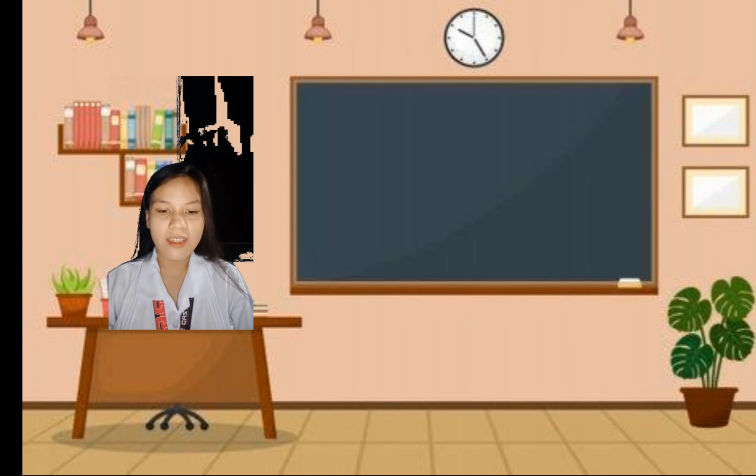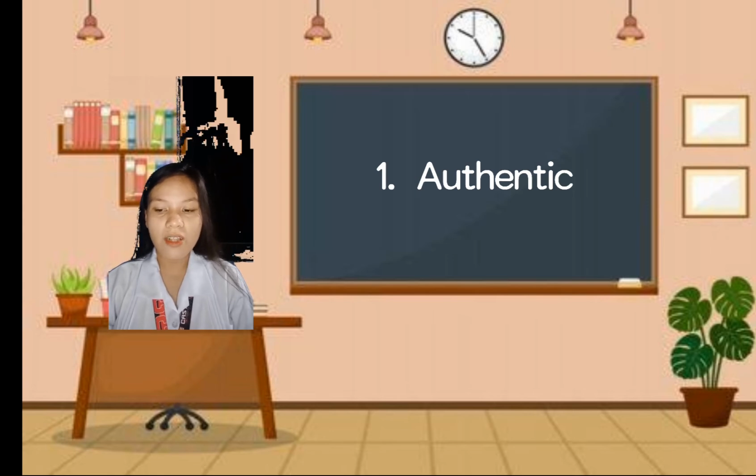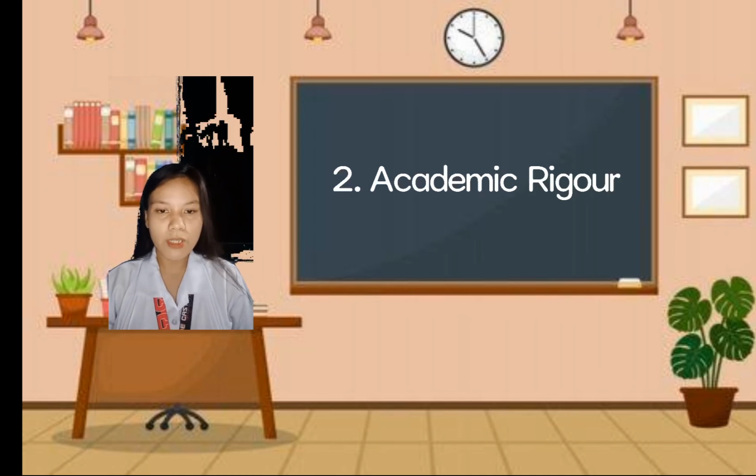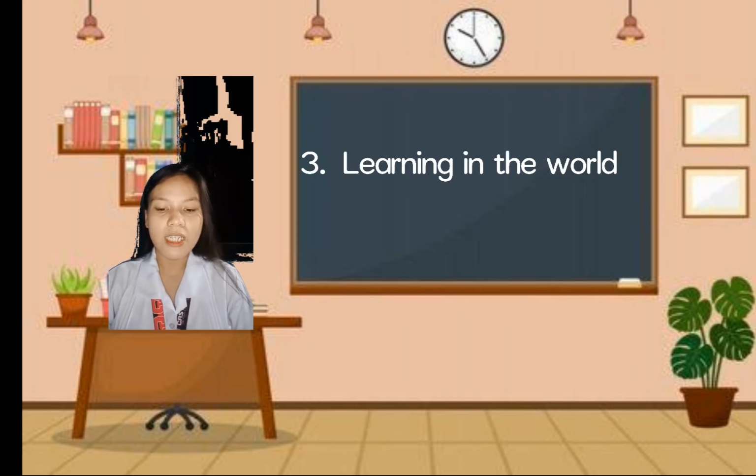Number 1, authentic. Authentic work that the world needs done is characterized by knowledge building, not knowledge consumption and regurgitation. Number 2, academic rigor. It requires that students engage in intellectually challenging tasks that entail discipline. Number 3, learning in the world. The students address questions and issues that are relevant to the curriculum but also related to the world outside school.